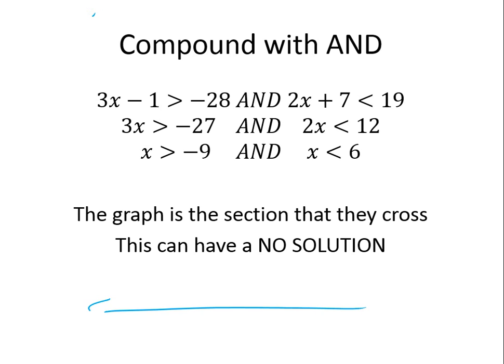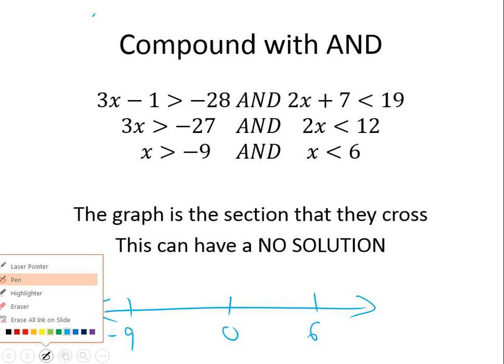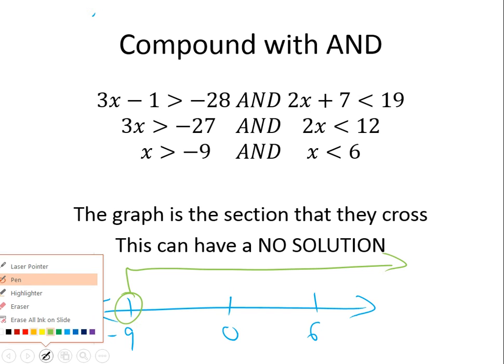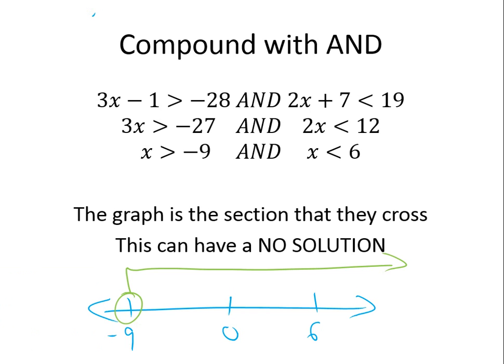So now what we're going to do is that we're going to graph both parts. 0, negative 9, 6. Okay. So now we're going to graph each part. So the first one, we say x is greater than negative 9. So it's an open circle going this direction. And then we also have 6, or x is less than 6. So it's an open circle going this direction.